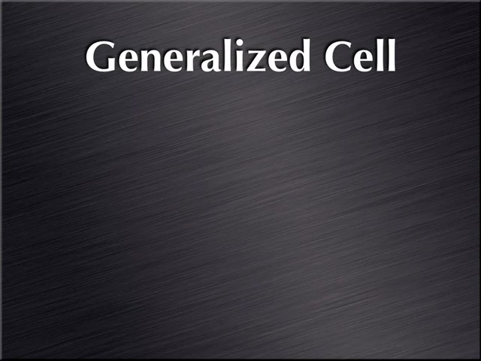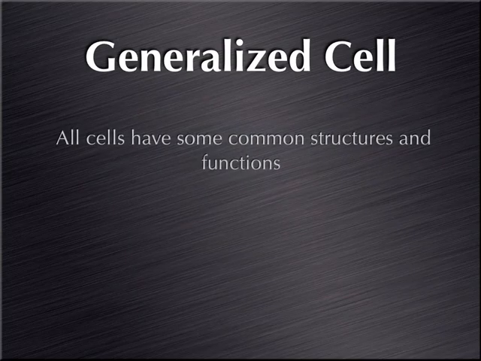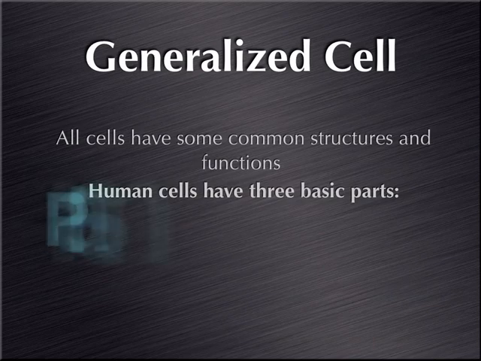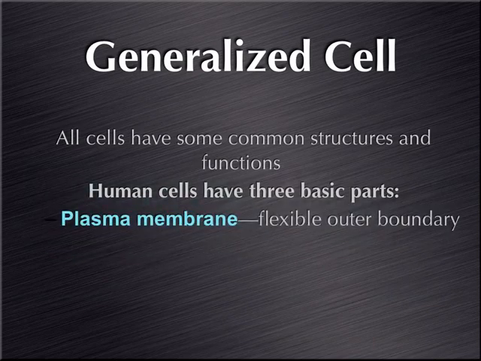On to the next page, we're going to go over some of the structures of a generalized cell. Now, all cells are unique. They've also all got their own specific features about them, but in general, most cells have some basic things in common. In particular, they all have three basic parts or three basic regions, and that would be the plasma membrane. All cells in the body are surrounded by a plasma membrane. It's a flexible outer boundary, and we'll spend some time talking about what makes up that boundary.